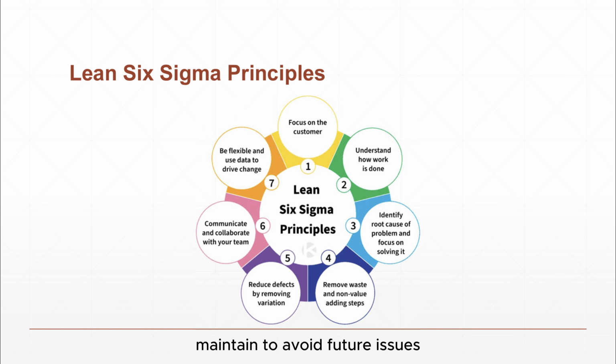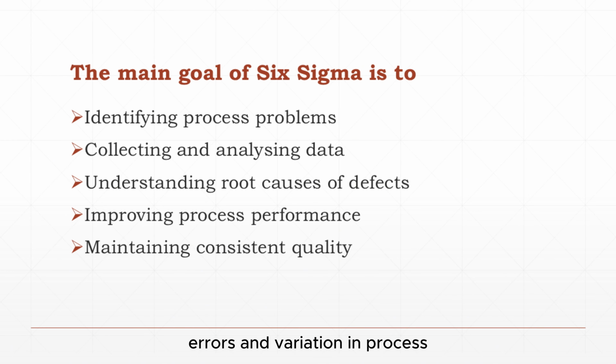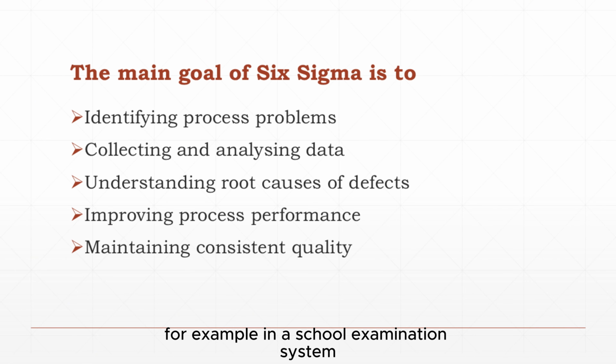Now let us look at Six Sigma. Six Sigma mainly focuses on reducing defects, errors, and variation in a process. It uses data and statistical analysis to identify problems and improve quality. For example, in a school examination system, if there are frequent mistakes in marks entry, the Six Sigma method can be used to analyze the data, find the root cause of the problems, and implement improvements so that errors are minimized.